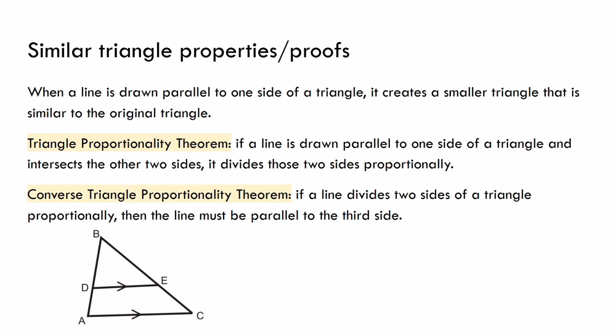So the triangle proportionality theorem basically says that if a line is drawn parallel to one side of a triangle and intersects the 2 other sides, it divides those 2 sides proportionally. So these 2 sides would be in proportion. The converse of this theorem basically says that if a line divides 2 sides of a triangle proportionally, the line must be parallel to the 3rd side.